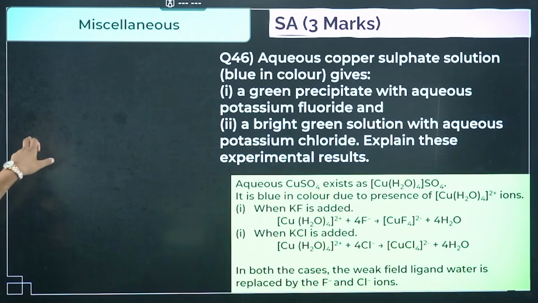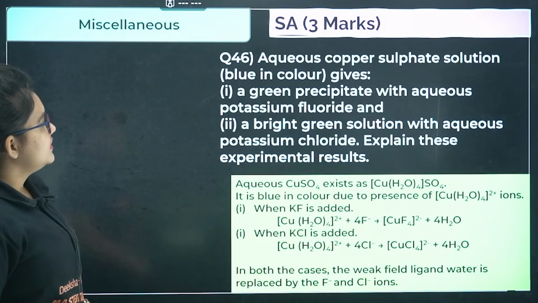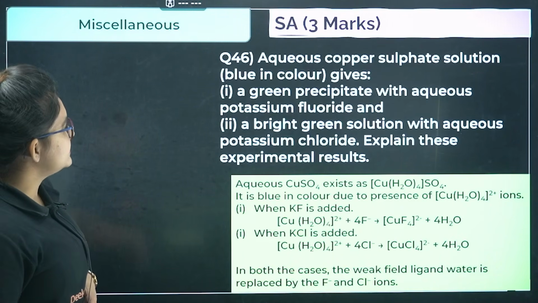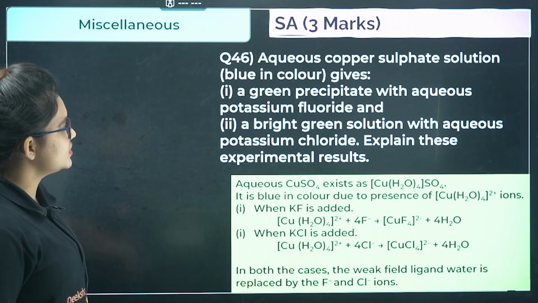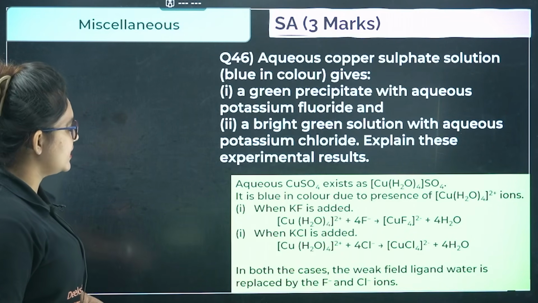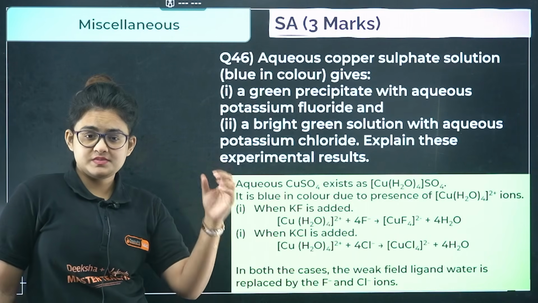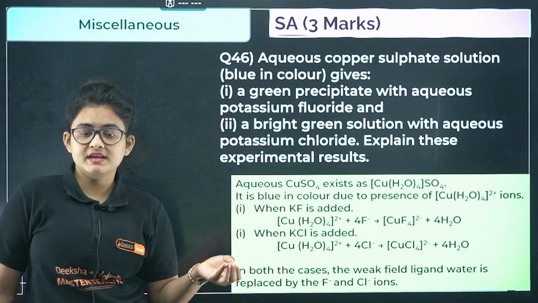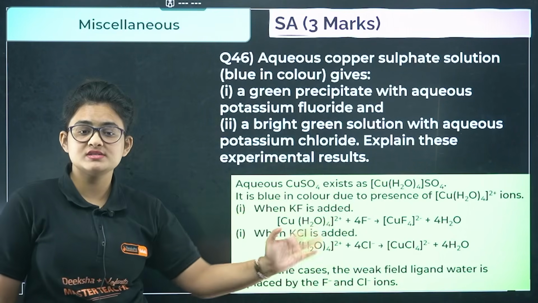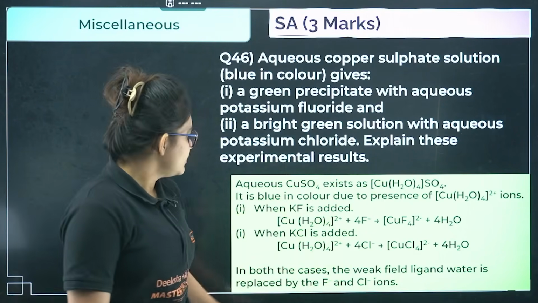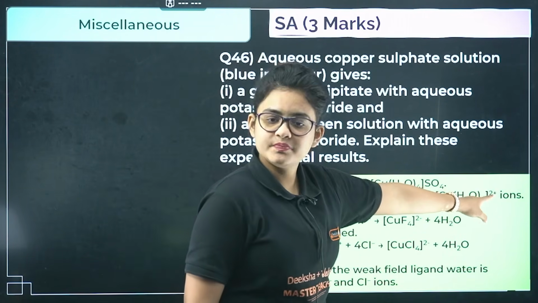Let's proceed. Aqueous copper sulfate solution gives a green precipitate with aqueous potassium fluoride and a bright green solution with aqueous potassium chloride. Explain. In aqueous copper sulfate, the water molecules exist in the coordination sphere itself, with SO4 outside. It is blue in color due to the presence of these ions, right?